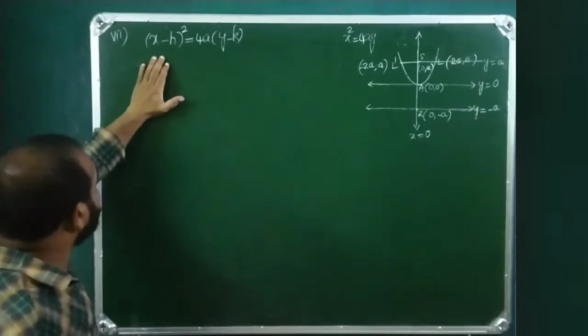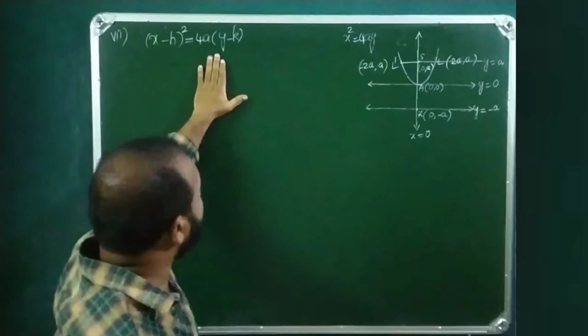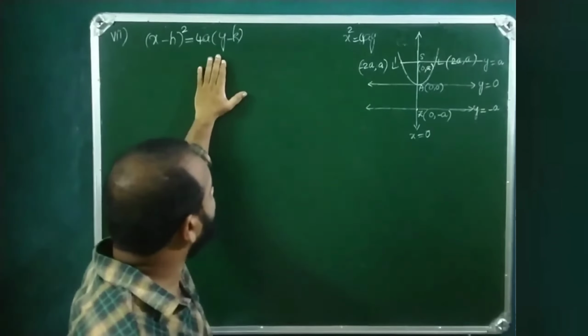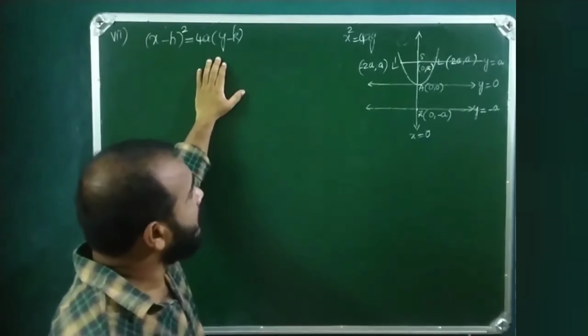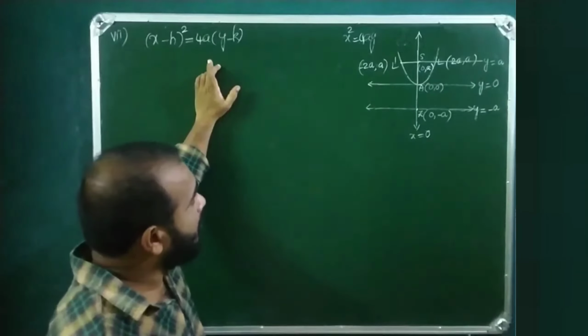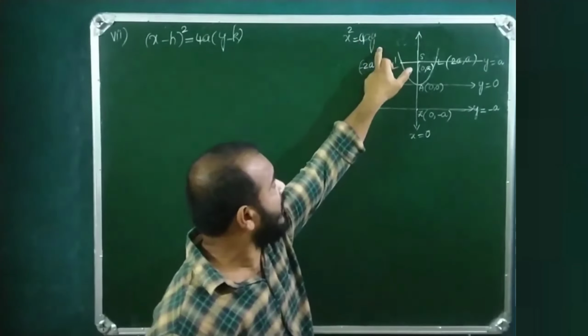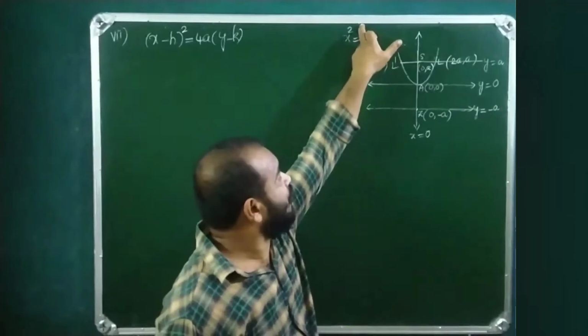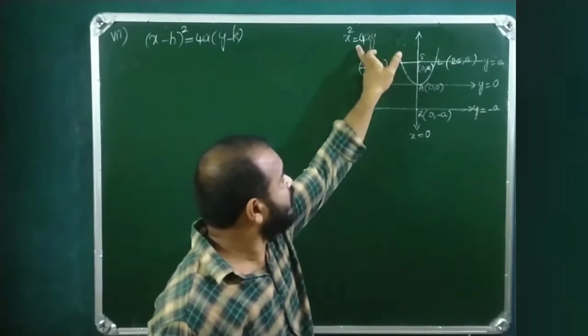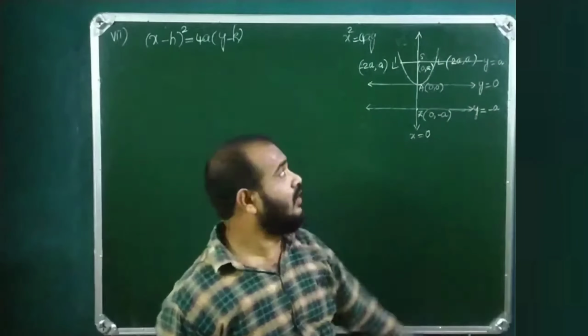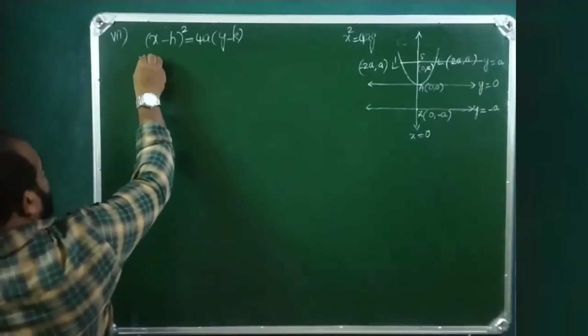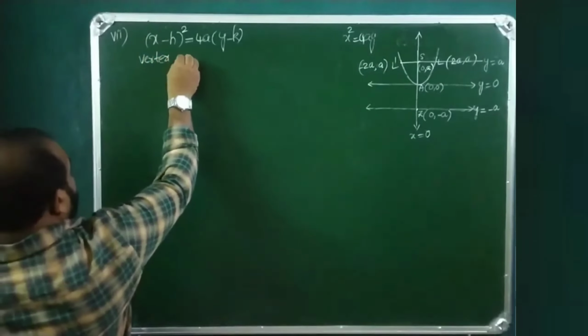Now x minus h whole square equals to 4a into y minus k parabola. This could be compared with the standard form of the parabola x square equals to 4ay, whose vertex is at the origin and which is symmetric about the y axis, positive y axis, it's an upward parabola. Now the vertex of this is a.